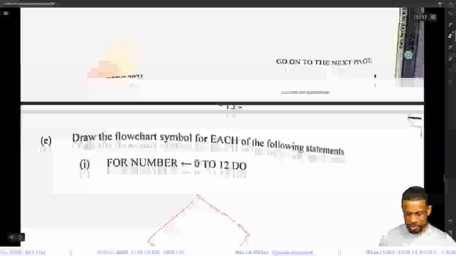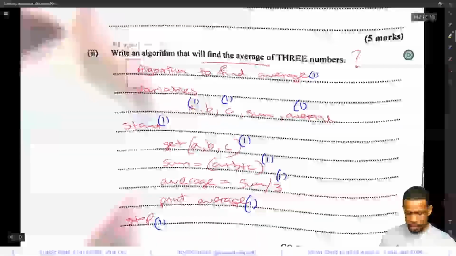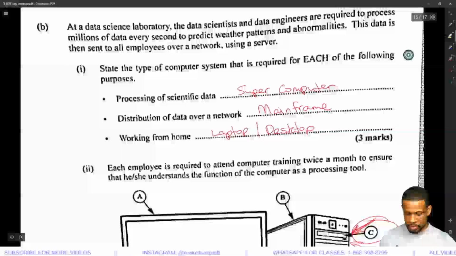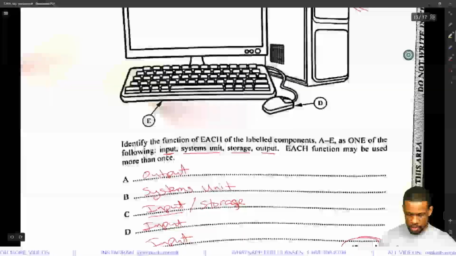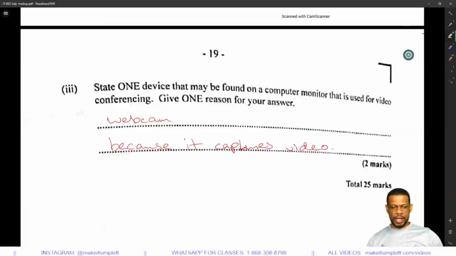This here, no issues with that. Loop, repetition, iteration, no issues. The 2 symbols, no issues. The trace table, good. The 5 errors, no, the 5 errors are very clear. The algorithm, very straightforward. Supercomputer, mainframe, laptop, yeah, no problems there. This part E, this input or storage thing here, that would be a problem. Other than that, no issues. Right, so papers are marked out of 90.